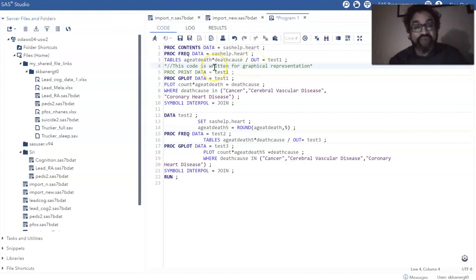So once you write a comment, the trick always is to remember how to end it. I was thinking about the actual symbol to end it, and the symbol is a semicolon. It's similar to think of a semicolon within the context of SAS as a period within a regular sentence. So that can help you understand that. This code is written for graphical representation. This is in green. So now you know that it will not be counted when SAS compiles this code.